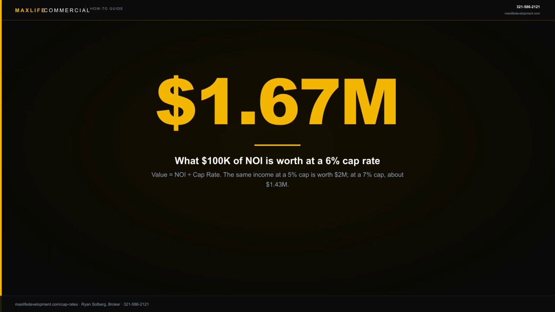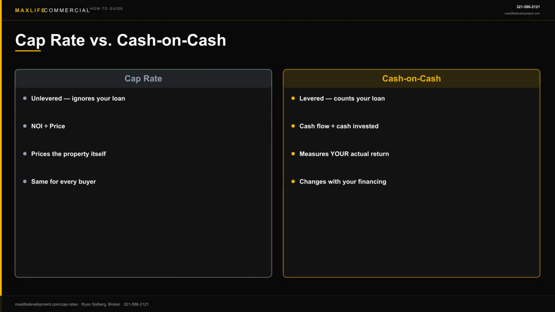The cap rate prices the building. Cash on cash tells you what you personally earn. Here is the one to remember. If you pay all cash, your cash on cash equals the cap rate exactly. The second you borrow, they split apart.